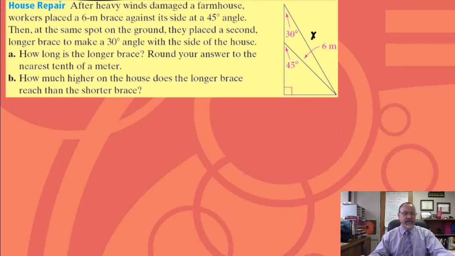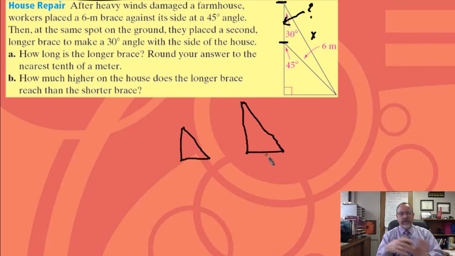To do letter B, it says how much higher on the house does the longer brace reach than the shorter brace. So the longer brace reaches all the way up here, the shorter brace reaches here, and so what they want to know is how much higher. So we want to know what this length right here is. Now that length from here to here is not part of my 45, 45, 90, and it's not part of my 30, 60, 90 either. I mean, it's not just part of the 45 or just part of the 30. It actually is just this upper part of my 30, 60, 90.